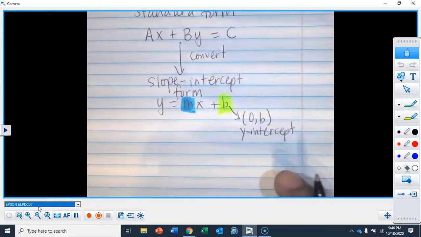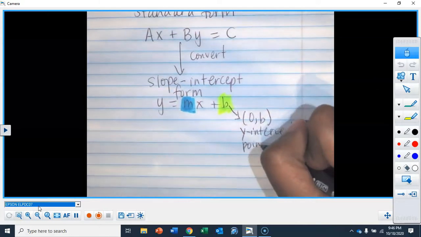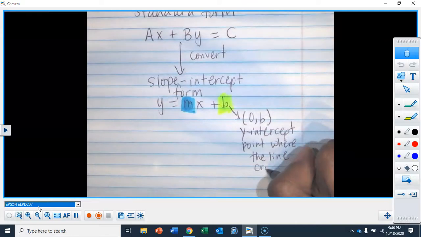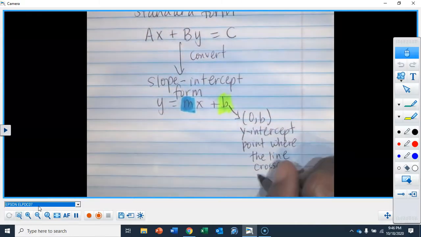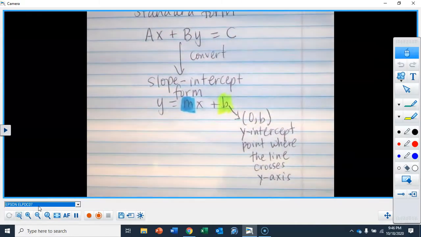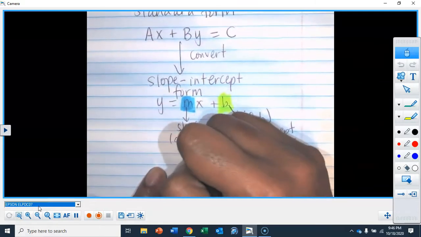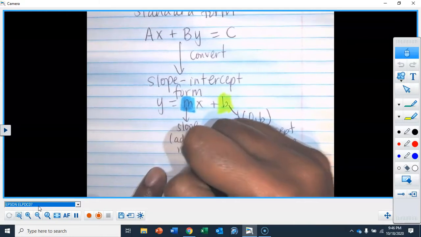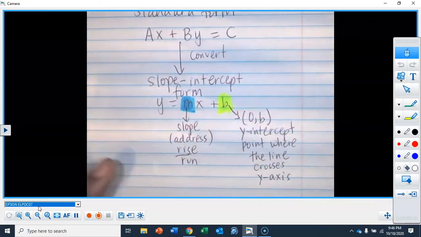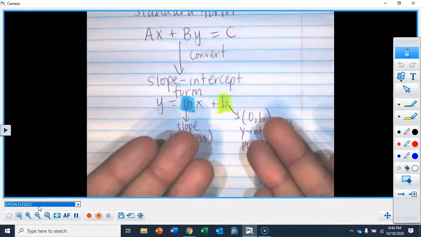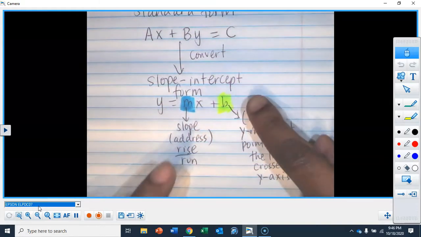And what is the y-intercept? The y-intercept is the point where the line crosses or intersects the y-axis. That's why it's called the y-intercept. It intersects across or goes across the y-axis. And I'll graph it and it'll make a lot of sense. M is our slope, which of course is the rise over run of how we move from one point to another. So it should be very clear that the name of this form is right here in the actual equation, slope-intercept.